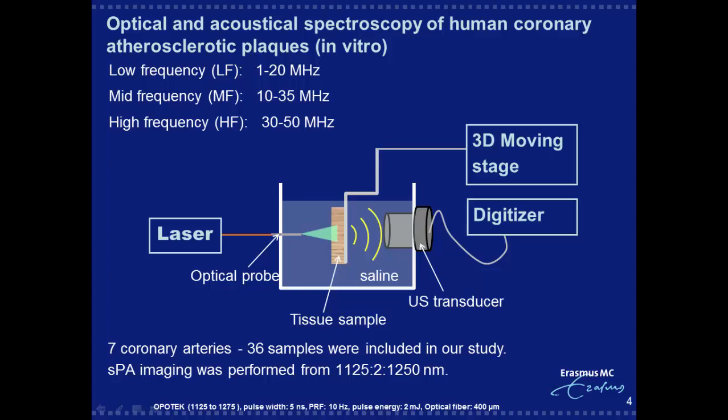And a tissue holder with an open window sized 5 times 5 millimeters was designed to hold the sample, and it connected with the 3D moving stage to scan the sample. And before we mount the sample in, we do the OCT imaging to exclude all the healthy artery and then locate the plaque area. And in the end, 7 coronary arteries with 36 image locations were included in our study. And then we cut the artery open longitudinally and mounted it in this setup. And we performed the spectroscopic photoacoustic imaging from 1125 to 1250 nanometers with 2 nanometer gap.